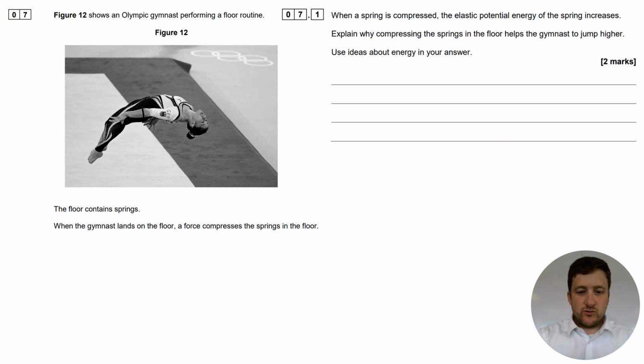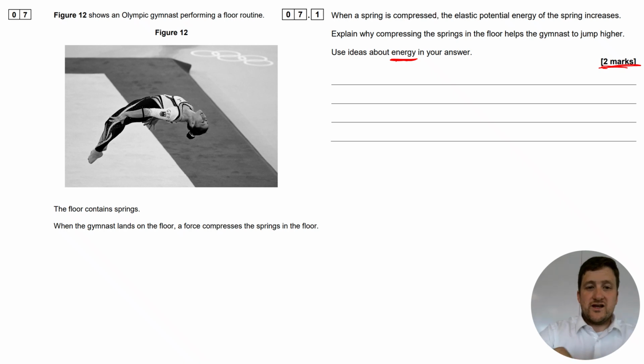Okay, we get to our slightly bigger question. Although it doesn't seem so, we've got a figure, and there's quite a bit of science within this question. When a spring is compressed, the elastic potential energy of the spring increases. Explain why compressing the springs in the floor helps the gymnast to jump higher. Crucially, it says use ideas about energy, which means we're talking about energy here, not force or anything else, because they've asked us to. And it's 2 marks, which means there need to be 2 things we're going to say.